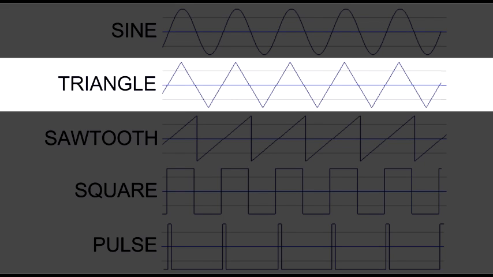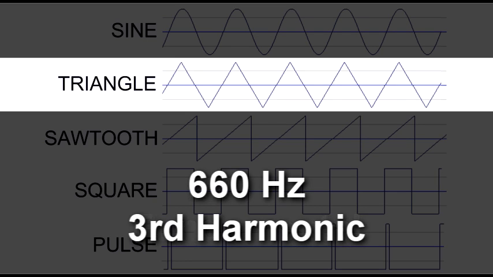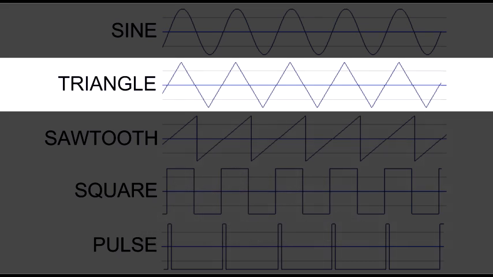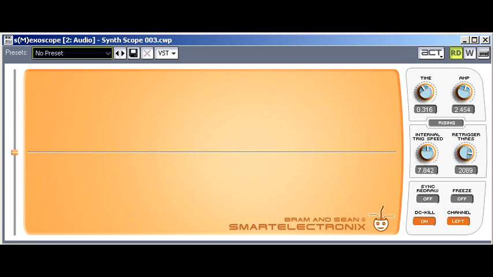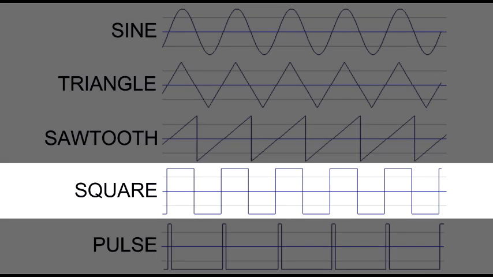A triangle wave has only odd harmonics, so an A220 note contains the 220 Hz fundamental, the third harmonic at 660 Hz, 1100 Hz as the fifth harmonic, the seventh harmonic at 1540 Hz, and so forth. A square wave also has only odd harmonics, but the harmonics are more prominent than in a triangle wave, so the sound is brighter.